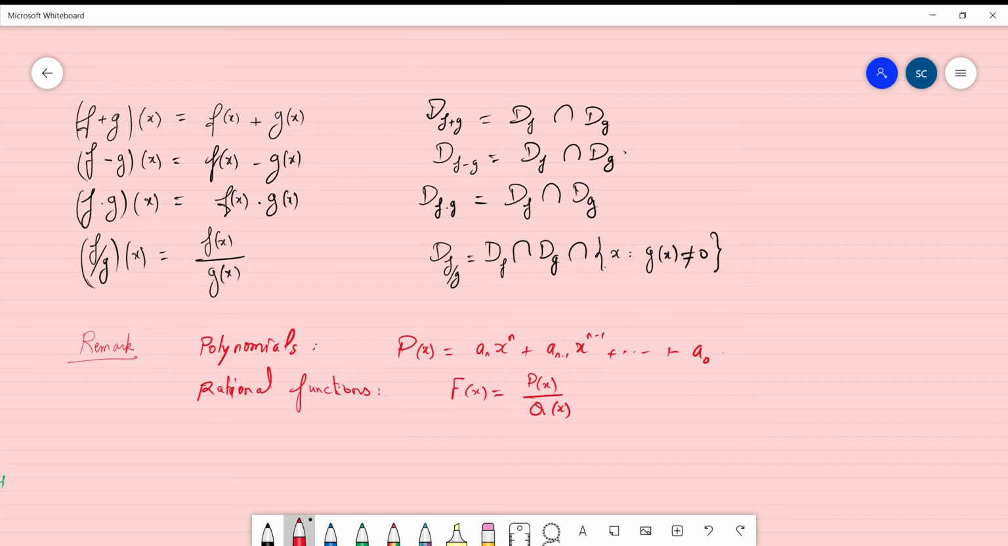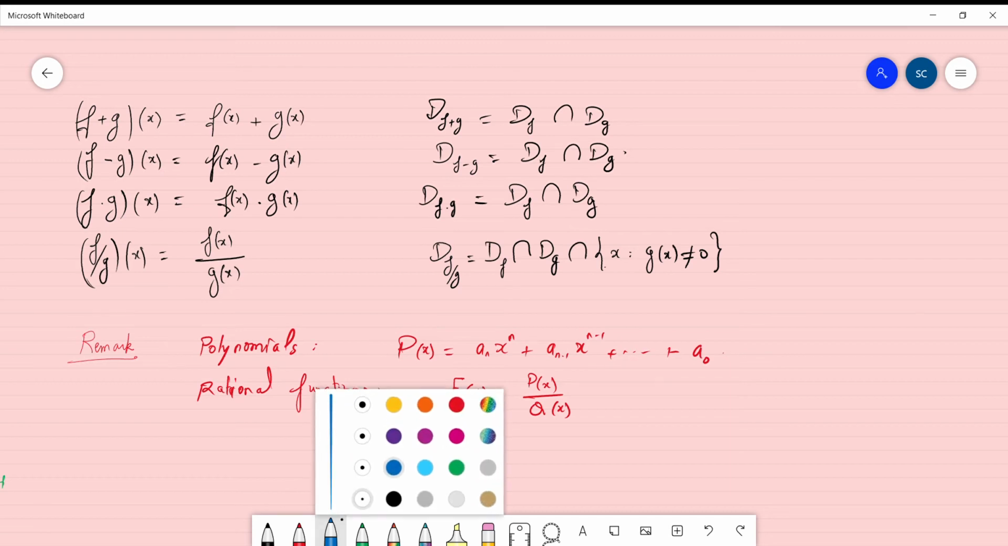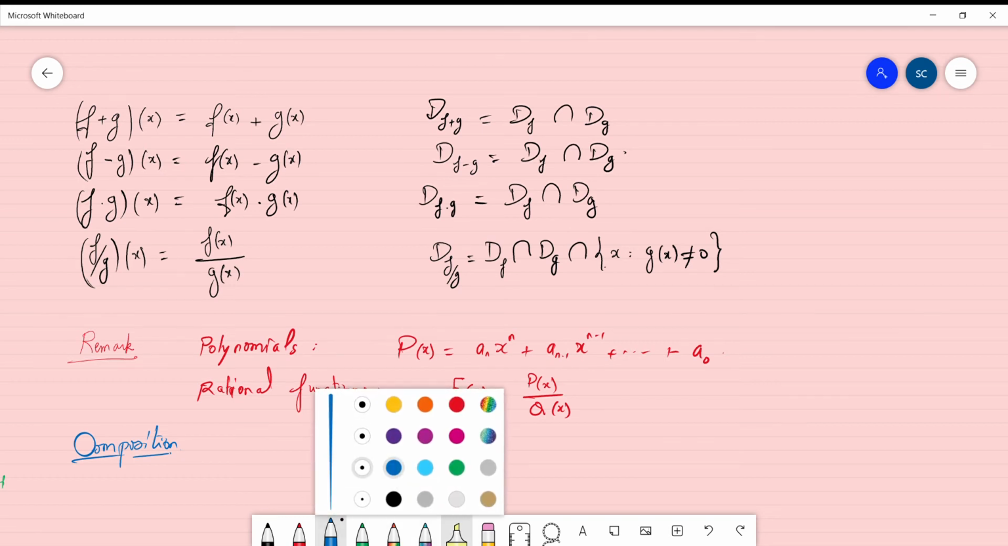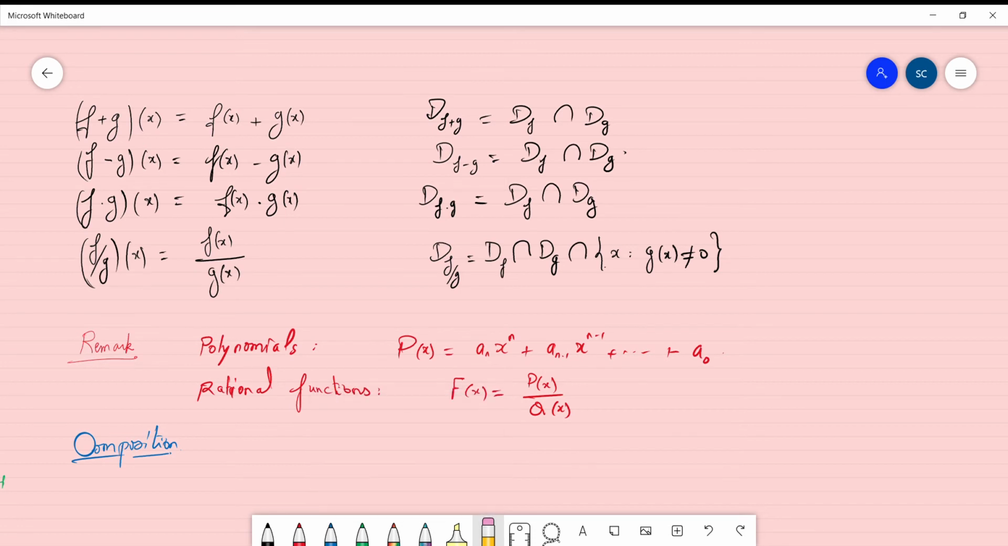Another operation that will allow us to build more functions is composition. So composition, what is it? Maybe you saw it already, but sometimes we just say what it is, we don't give it a name. Composition is a way to form new functions.